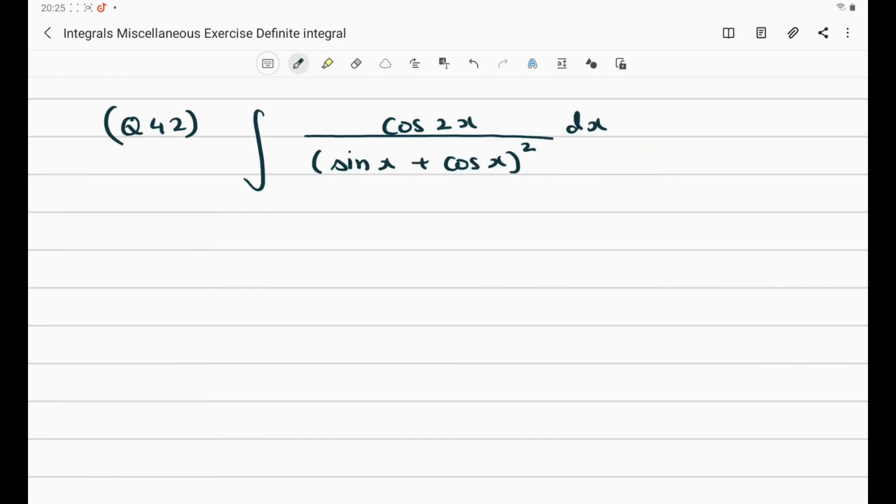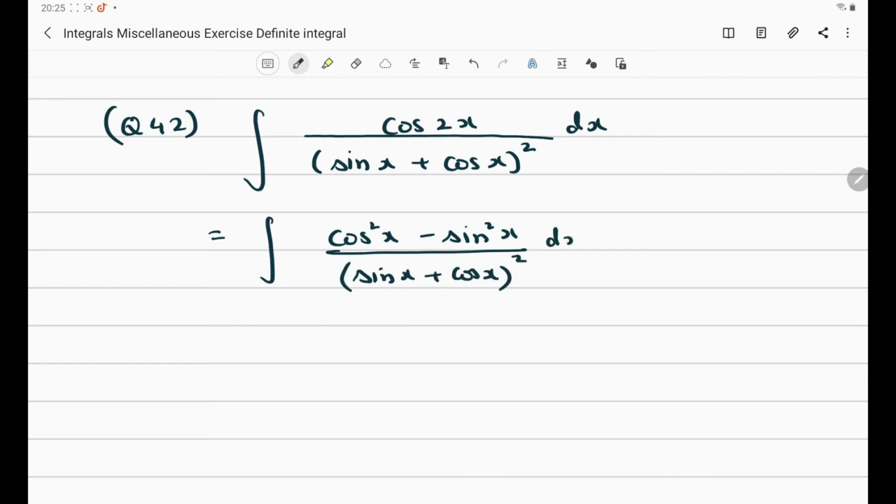Question number 42. Integral of cos 2x by sin x plus cos x whole squared. So, we can write the numerator cos 2x as cos squared x minus sin squared x, divided by sin x plus cos x whole square. The numerator is in the form of a square minus b square, which can be factorized to a plus b into a minus b.